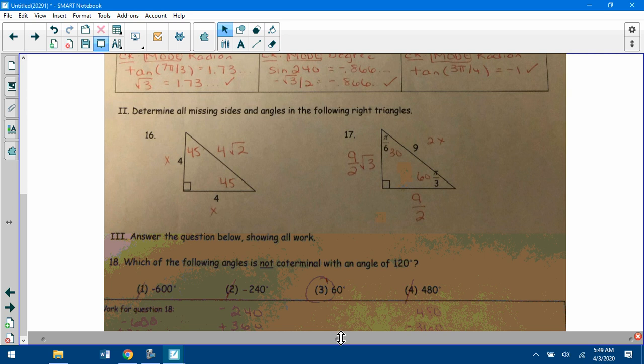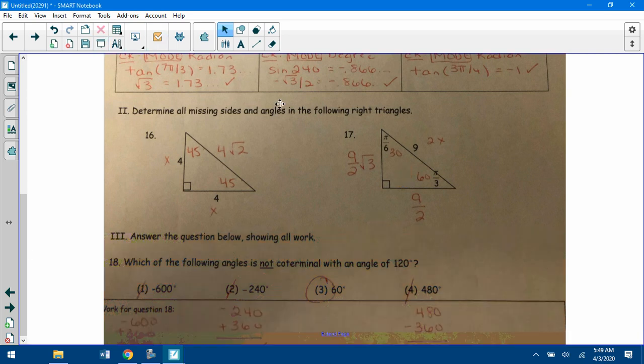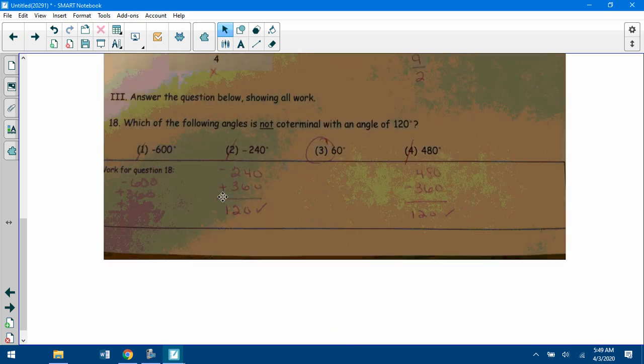And then for number 18, coterminal, if you look down, coterminal with 120, so here I added 360 twice. Here I subtracted 360 once, both those ended up being 120. Here I subtracted 360, got 120 again, so the only one that's not coterminal, this would be in quadrant 1, is number 3. It would be the reference angle, but just not coterminal. Okay? All right.